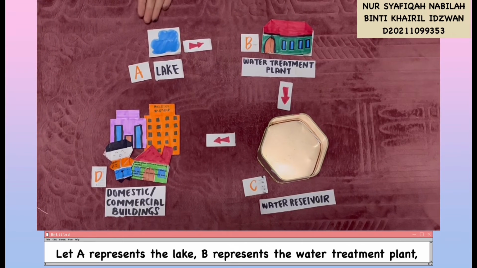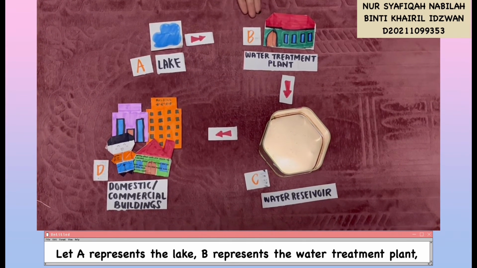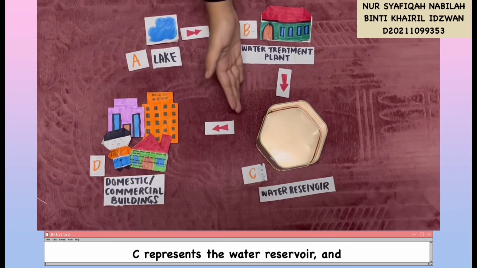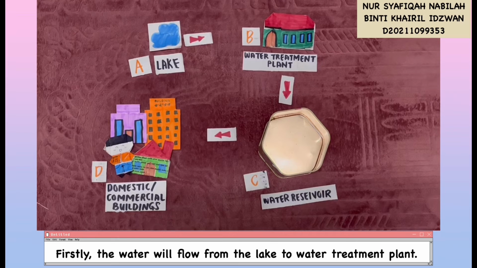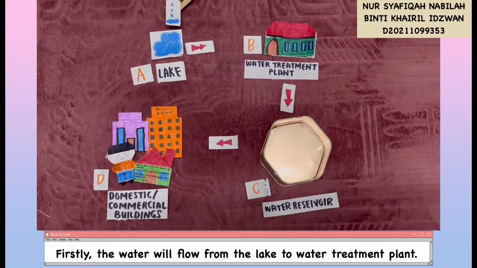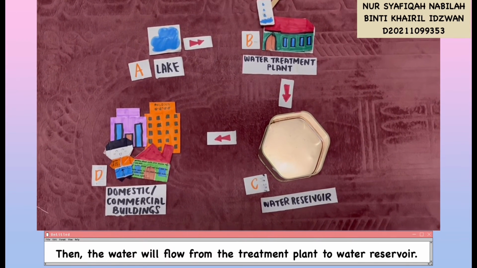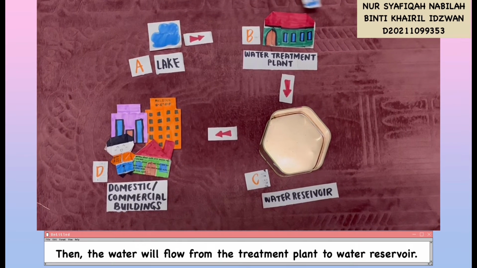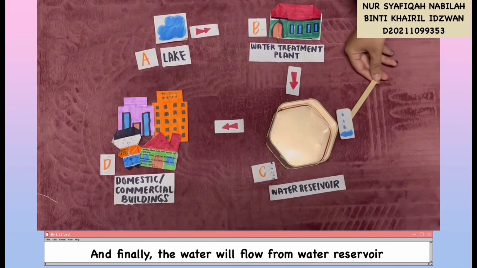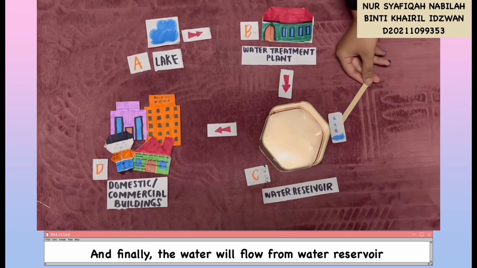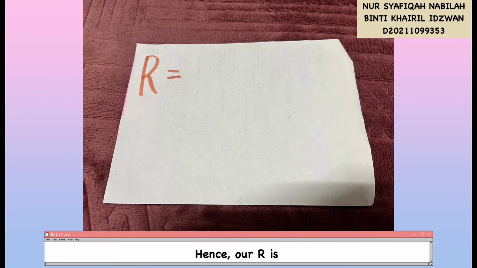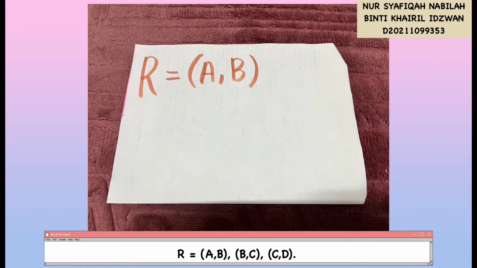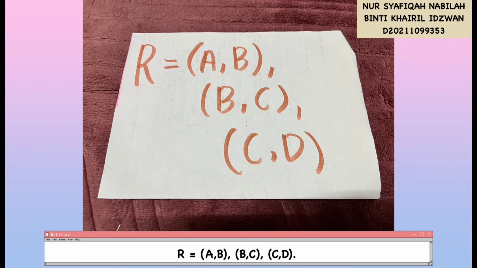Let A represent the lake, B represent the water treatment plant, C represent the water reservoir, and D represent the domestic or commercial buildings. Firstly, the water will flow from the lake to the water treatment plant. Then, the water will flow from the treatment plant to the water reservoir. And finally, the water will flow from the water reservoir to the domestic or commercial buildings. Hence, our R is R equals AB, BC, and CD.